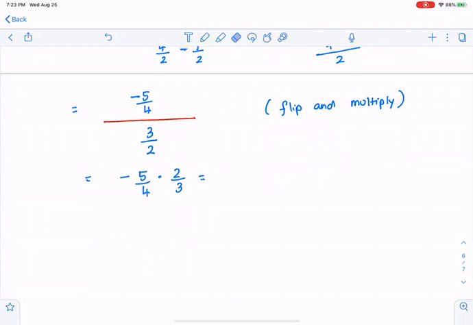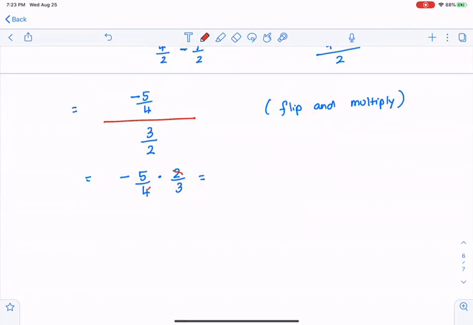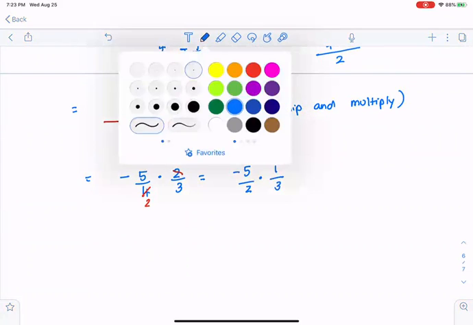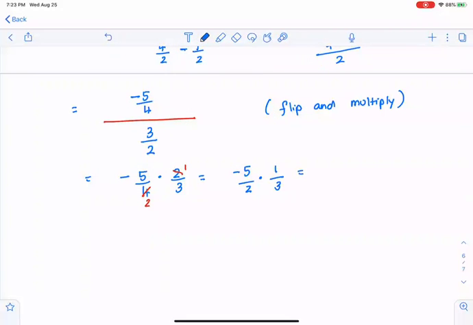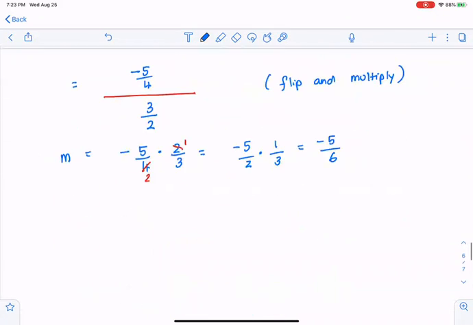But before we get to that step, can we simplify? Well, I think we can. 2 and 4 will get cancelled 2 times. So we simplified it to negative 5 over 2 times 1 over 3, because we have 1 there. And negative 5 times 1 is negative 5, and 2 times 3 is 6. So the slope is negative 5 over 6. And if I draw a line through those 2 points, that line would be decreasing because the slope is negative.